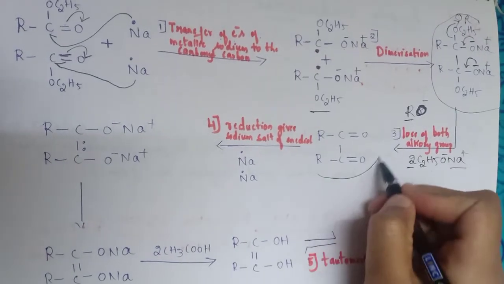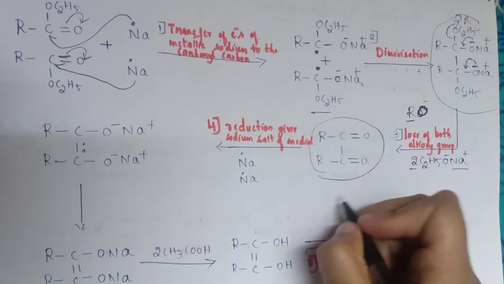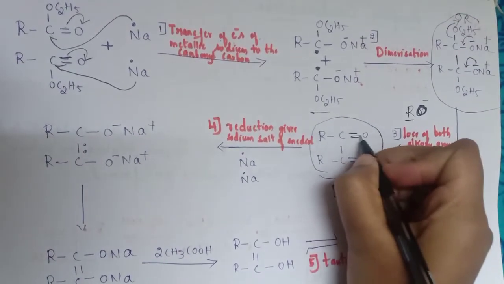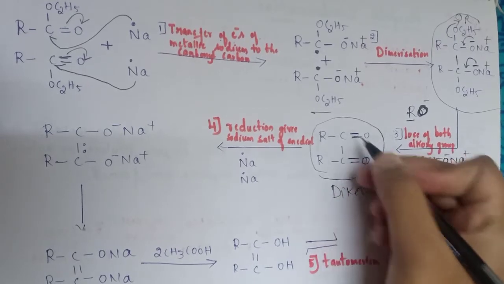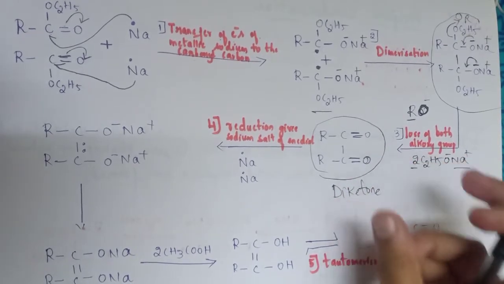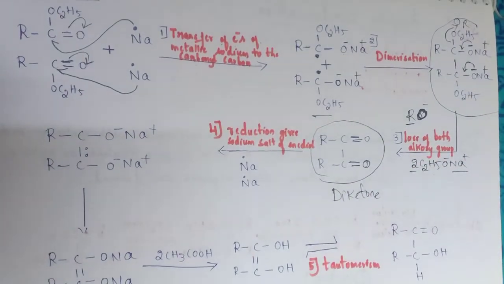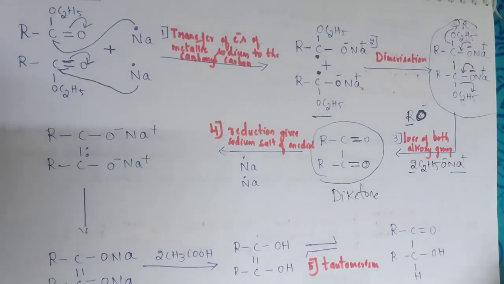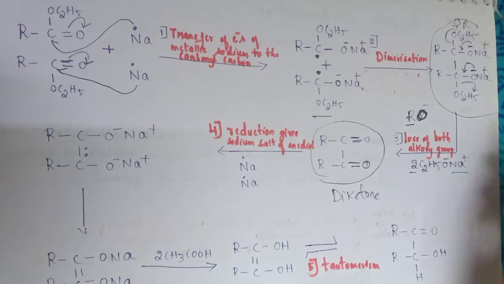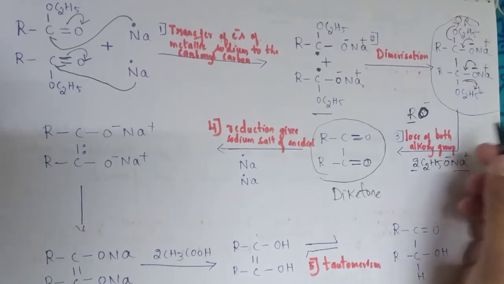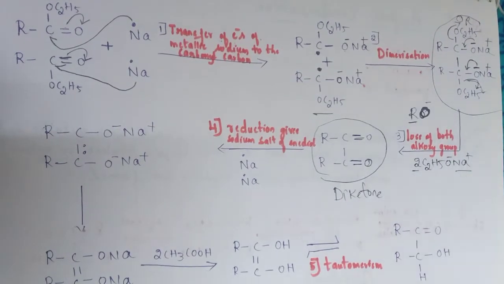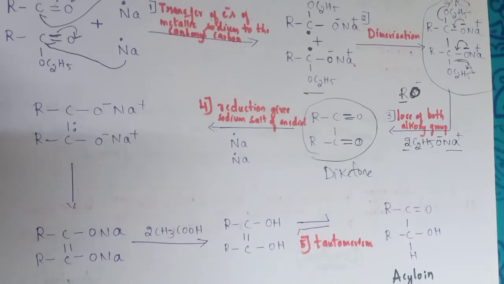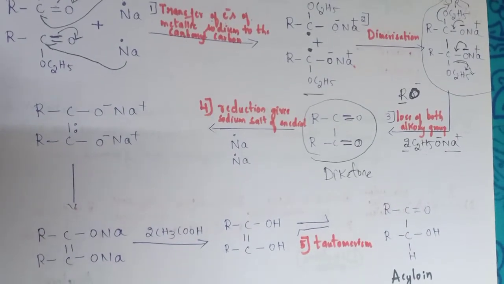As you can see in the next step, it is the diketone intermediate. Here is a ketone and here is also a ketone, so it is the diketone. This group also gets lost. So here elimination of both the alkoxy groups takes place, and we have got a diketone. Next, in the next step, what happens is a very important step.